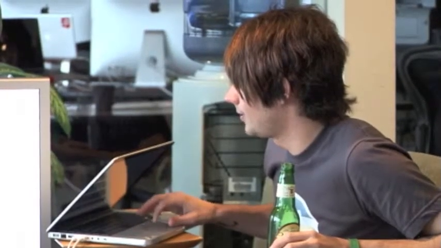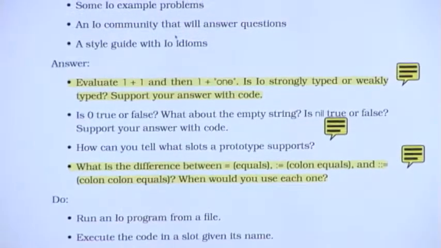Day 1 self-study. So yeah. First one. Evaluate 1 plus 1. And then 1 plus the string 1. Is Io strongly typed or weakly typed? Support your answer. Who wants to take this one on?